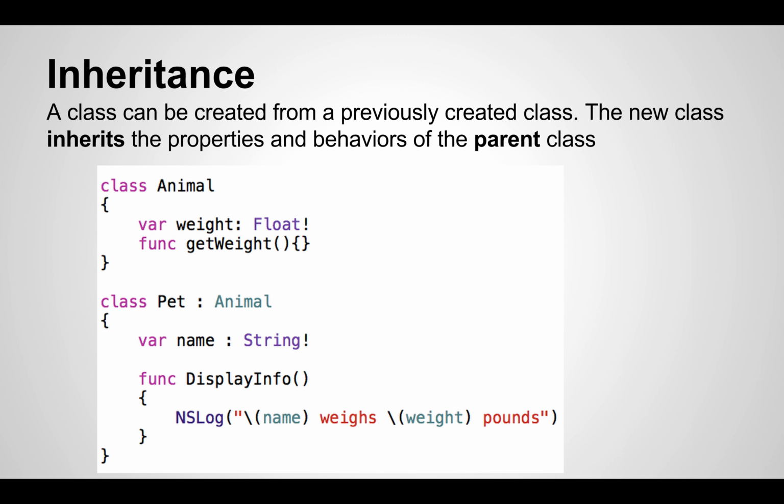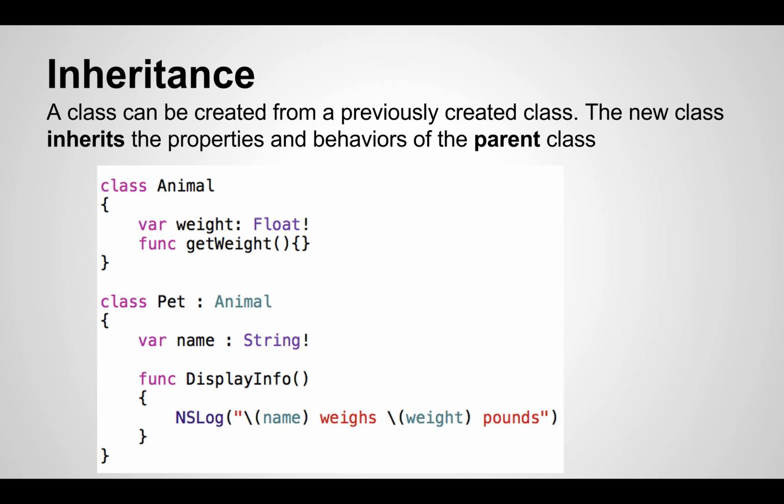Now you have the class that's inheriting, which is Pet. Class Pet. And how do we know it's inheriting? It has the colon and Animal. So it's getting all the stuff from the class named Animal. Var name string. So Pet has everything that the Animal has, plus some extra ones. And the extra ones are right below, the name and displayInfo, which is NSLog. It displays the name and the weight.